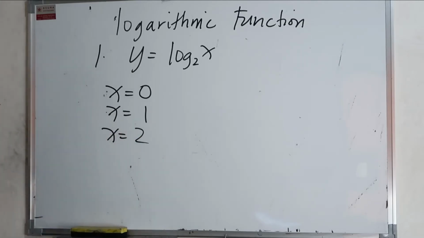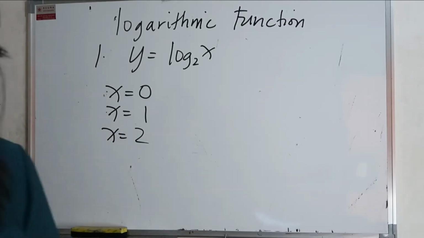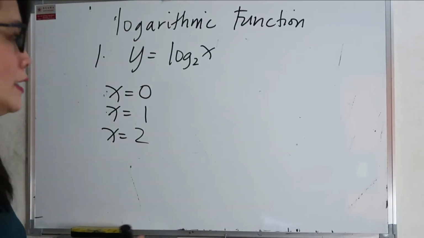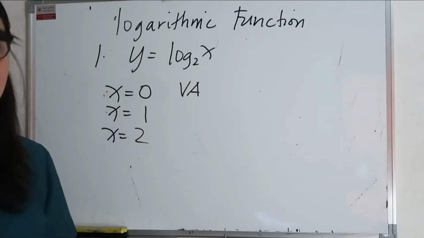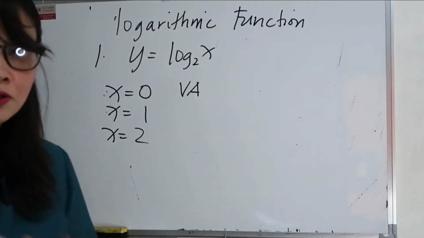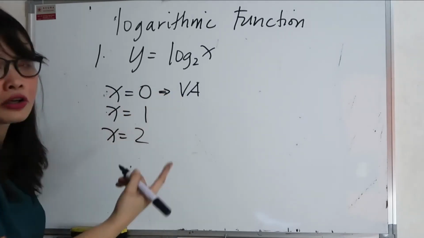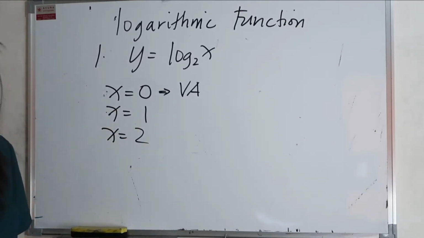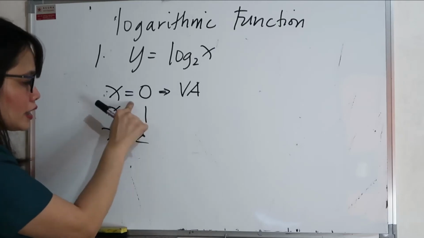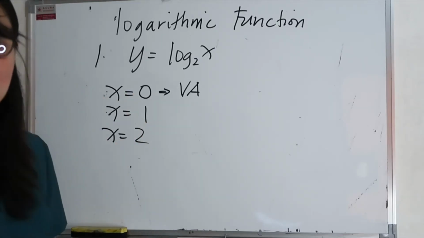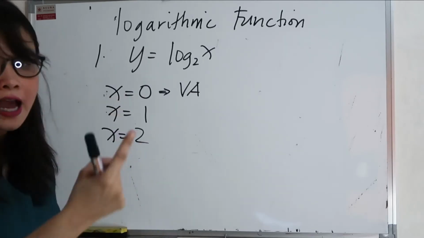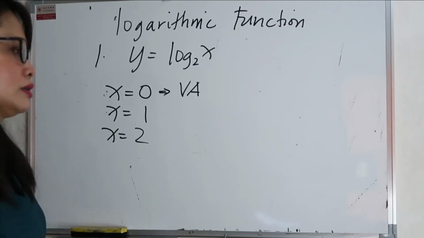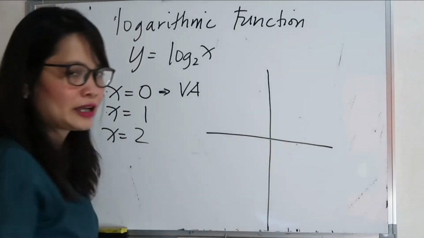Okay, 2. Since we're talking about a logarithmic function, we do have a vertical asymptote. How do we determine the vertical asymptote? Your vertical asymptote is always found by equating the argument to 0. Whatever the value of x when you equate it to 0, that is your vertical asymptote. So in here, your vertical asymptote is 0. We can now plot the vertical asymptote, so x is 0.